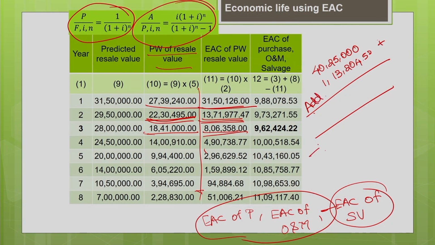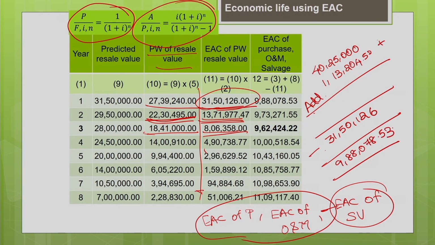Then you subtract the equivalent annual cost of your salvage value. Salvage value is nothing but 31,50,126. Okay, you will get the total cost. Total cost is nothing but 9,88,078.53. So, what are you doing actually here?